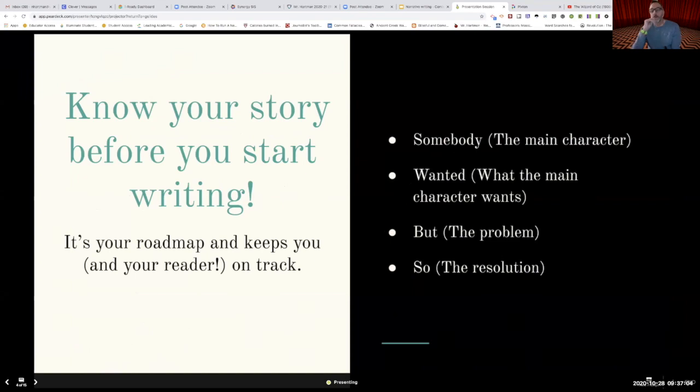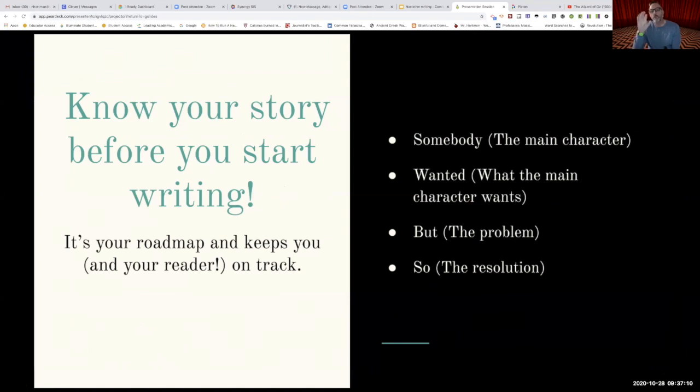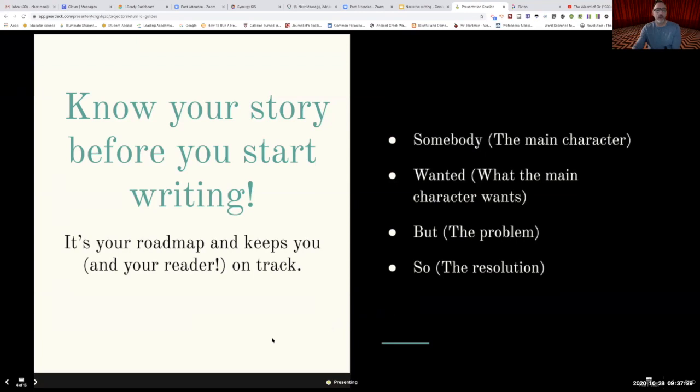So we talked about the importance of somebody wanted but so. And as long as you have that, you have your basic story structure. You have your main character, you have the want, which I can't stress the wanted part enough. Your main character should have a goal, and they should be in urgent pursuit of that goal the whole time. The but is the problem, the so is the resolution to that problem.